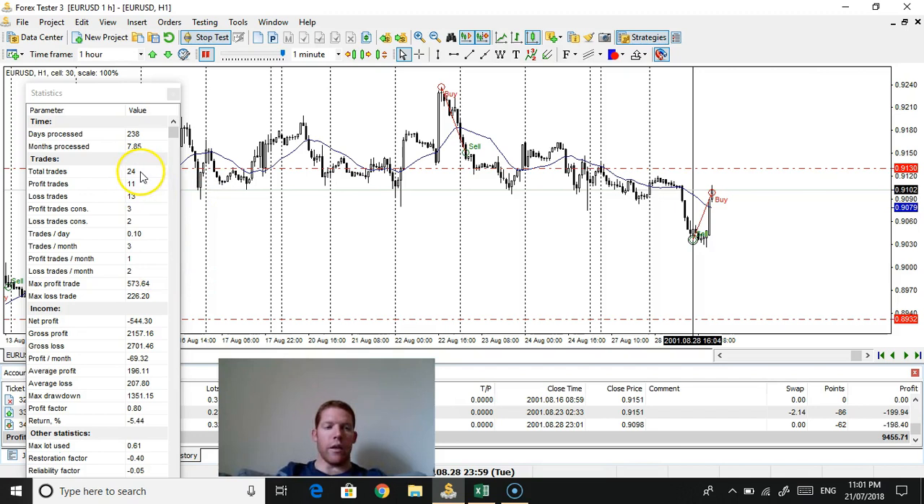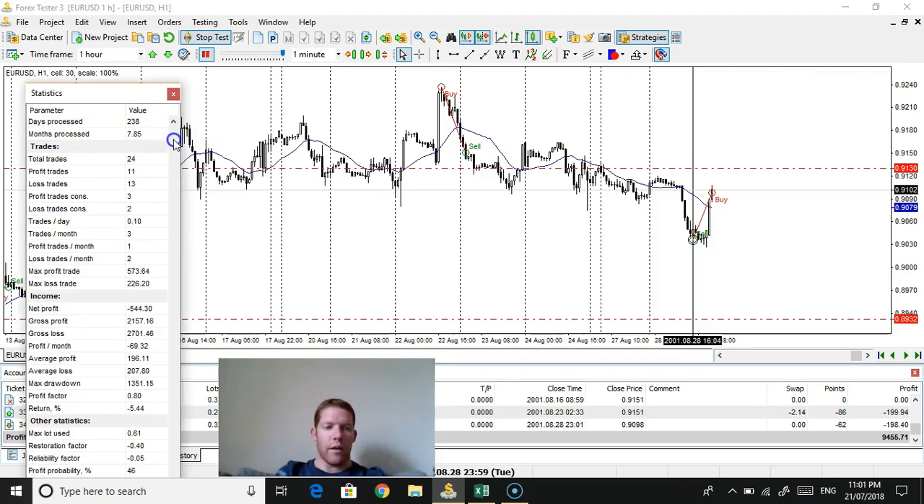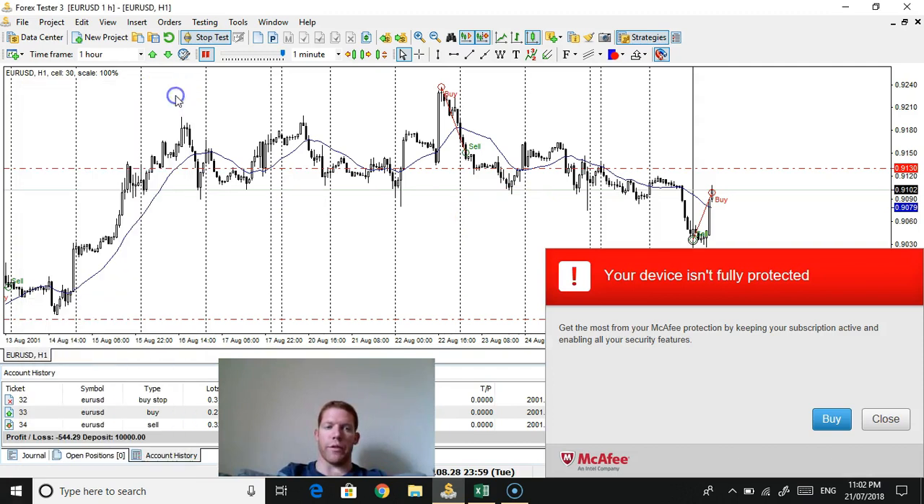As you can see, I've made 24 total trades. 11 were profitable, 13 were losing trades. And you can see trades per month, it's around 3 trades per month. So it's not particularly active, but you get a sense of what's going on, and return is negative 5.44 so far.